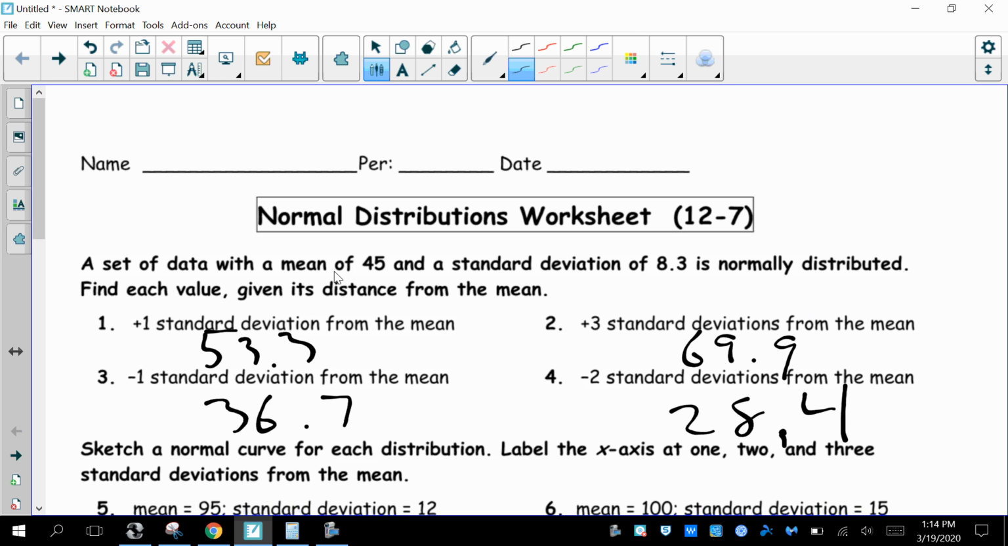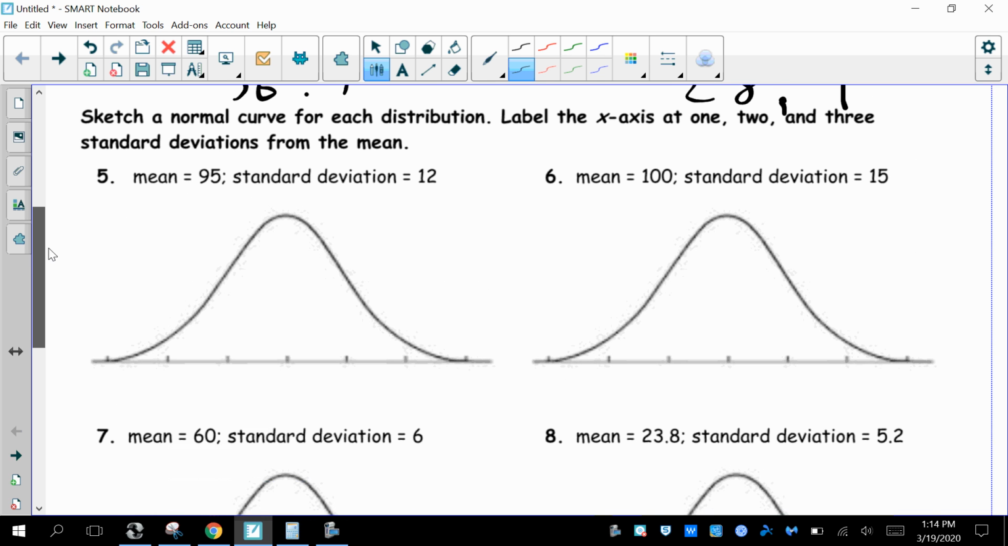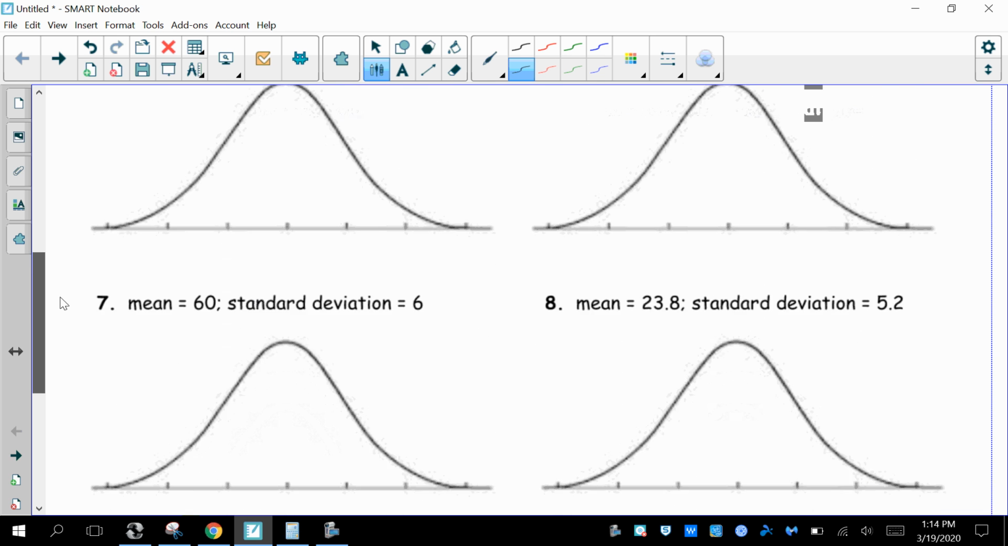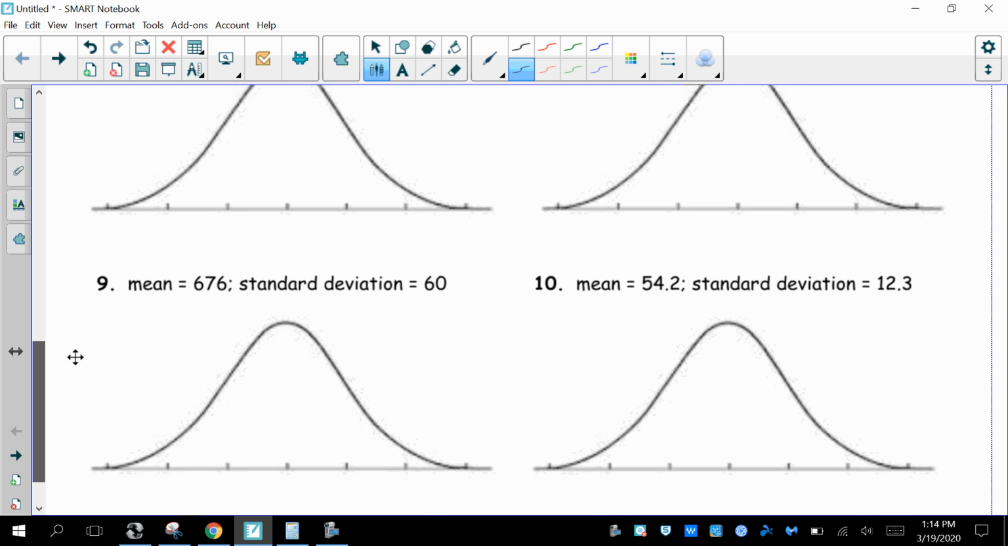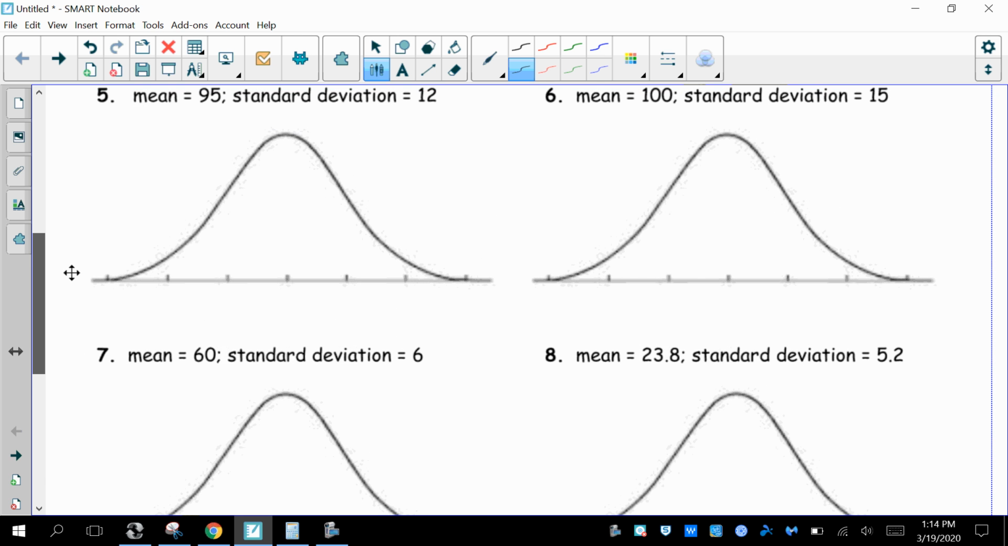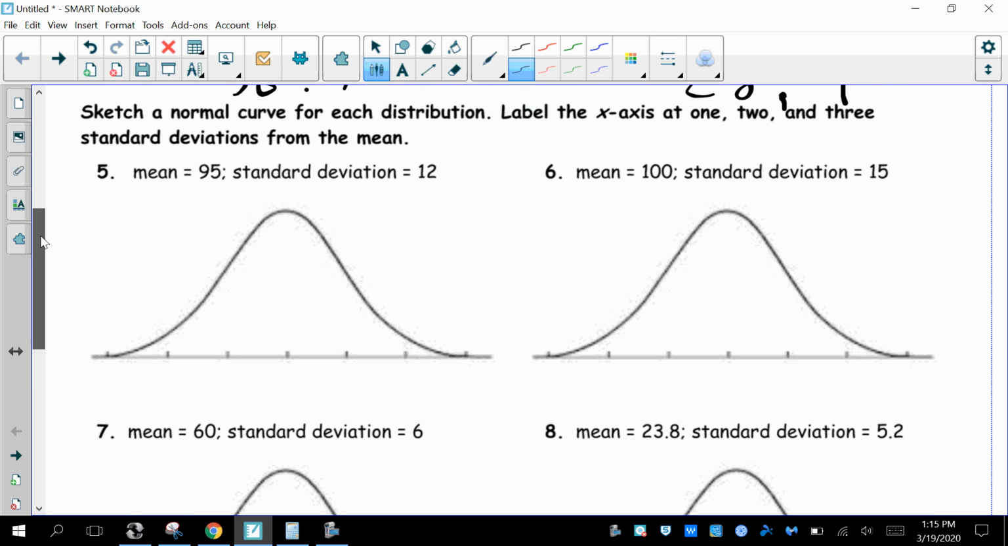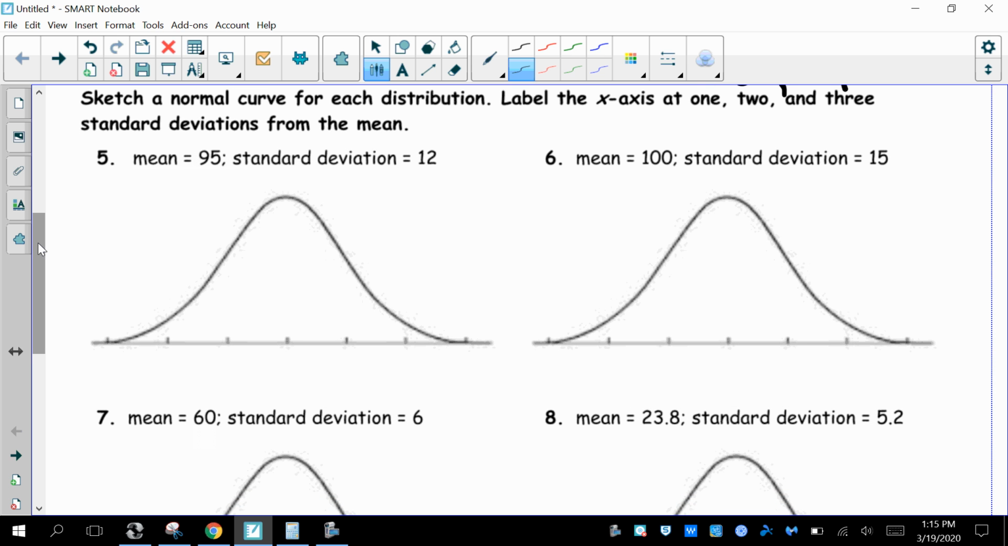Good, so you can fill those numbers in. I'm going to do one more on the next page, and I'm going to expect you guys to be able to do the rest of them. Okay. So for this one, it asks you to label the normal distribution curve. Sketch a normal curve for each distribution. Label the x-axis. 1, 2.